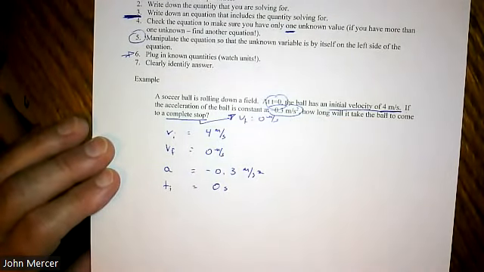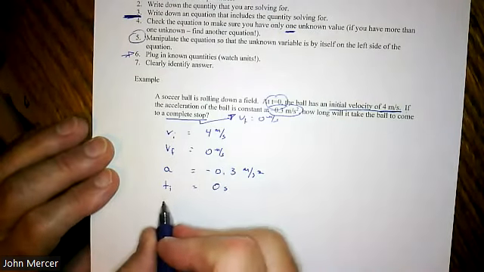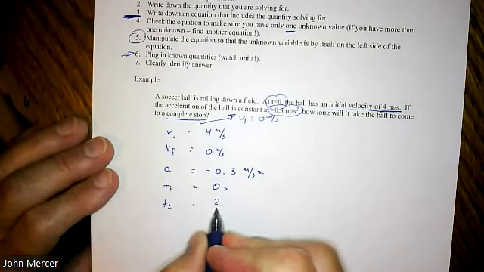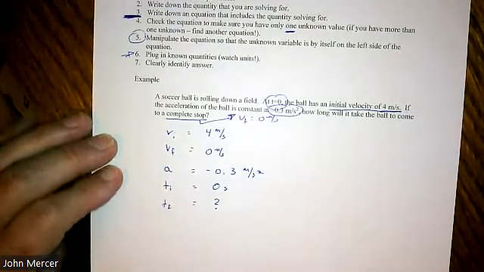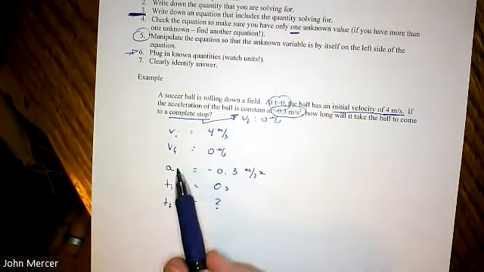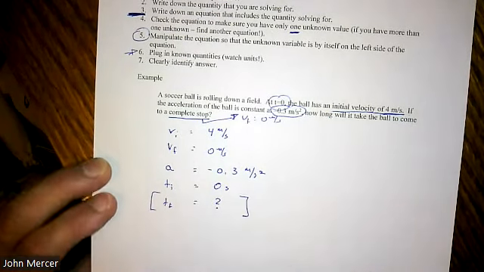What do we want to know? We want to know how long it's going to take the ball to be stopped. And so what we're actually solving for here is the final time. And we're going to say we don't know what that is. All right, so now we know some velocity information, we know some acceleration information, we know at least one time parameter, and we don't know this one, but this is what we want to solve for.